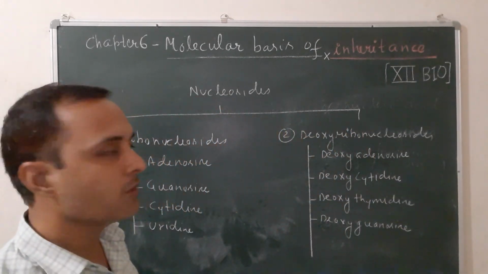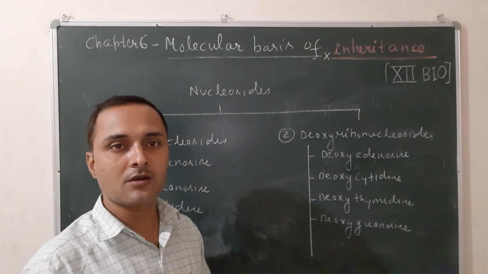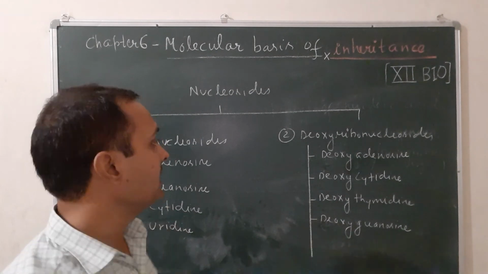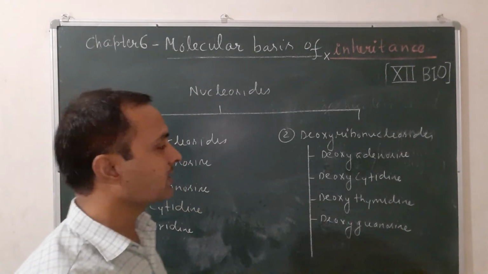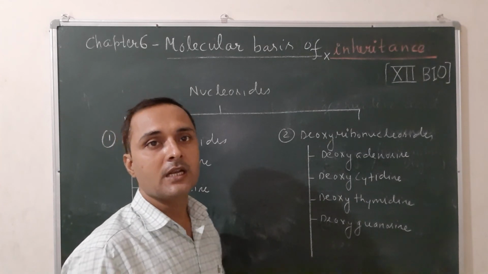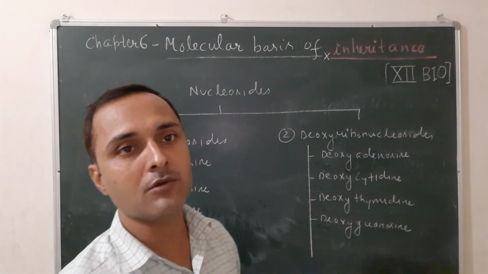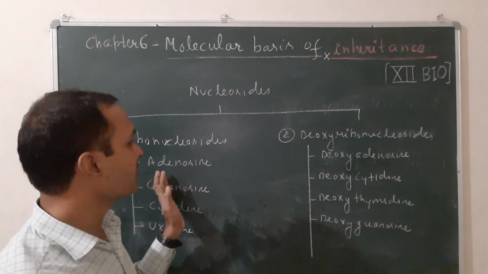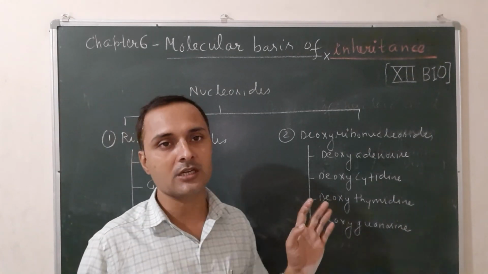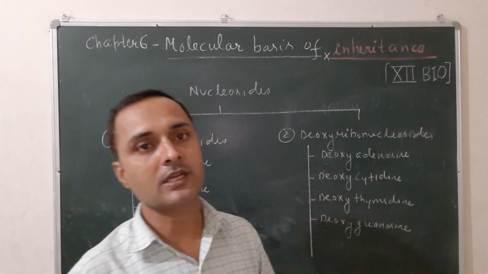So this is all about the structure of sugar found in nucleic acids and the name of nucleosides found in nucleic acids. In the next class we will discuss the structure of nucleosides, both ribonucleosides and deoxyribonucleosides, in detail. Okay, thank you.